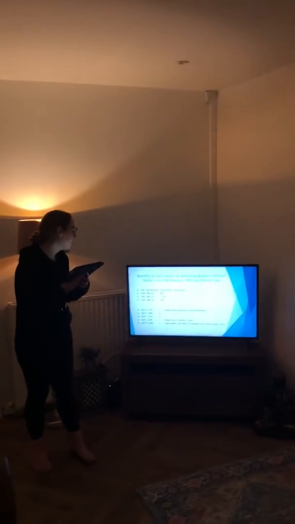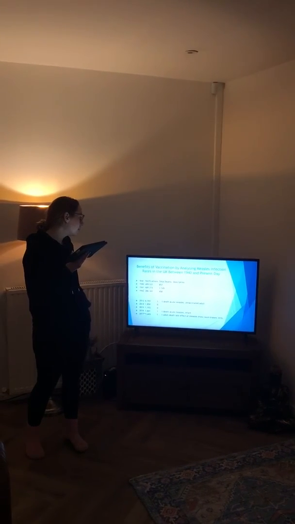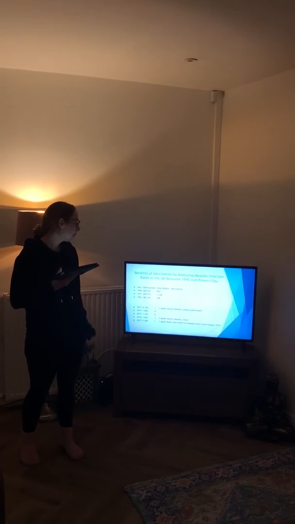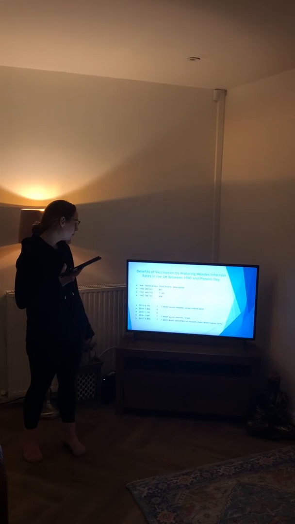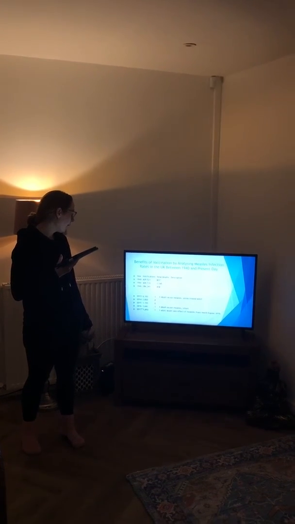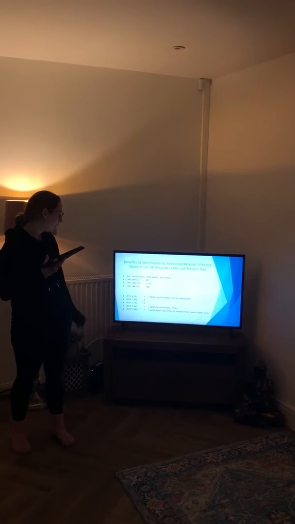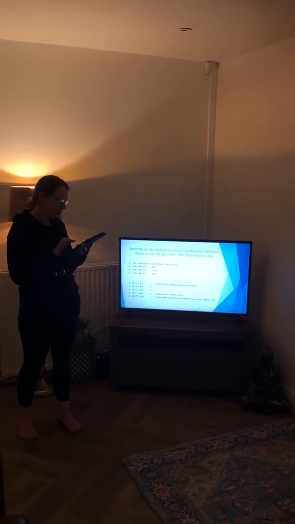Benefits of vaccination by analysing measles infection rates in the UK between 1940 and the present day. So see figure 3. We've gone from 1940 to 2017. You can see the total amount of deaths and how it's decreased over time.